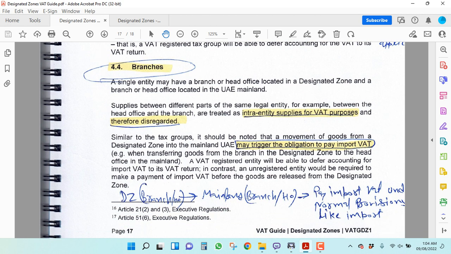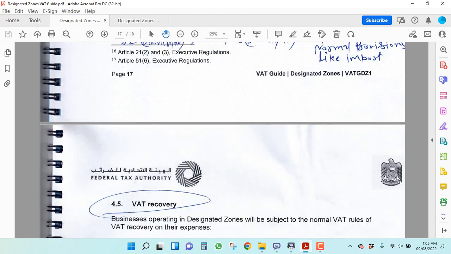If one branch is in mainland and another branch is in a DZ, then the same treatment will apply. In case of goods coming from the DZ to the mainland company, he has to pay the import VAT, and he can also claim it in point number 10. The reason is that goods are coming from the DZ, and we have already treated that DZ as outside the UAE. And we can claim the input tax credit in point number 10 only if all the other conditions are fulfilled. Okay, I hope the points are clear.